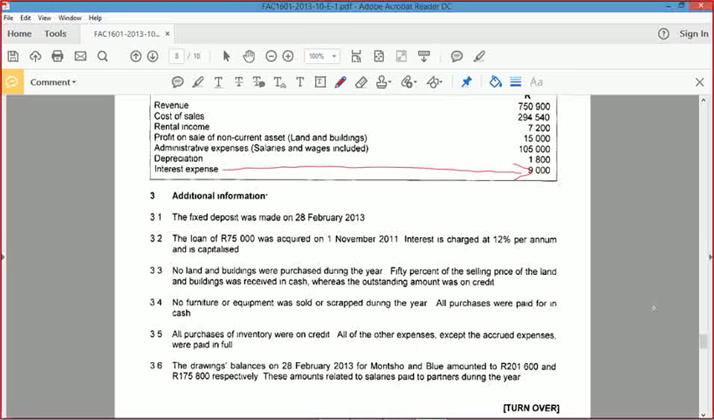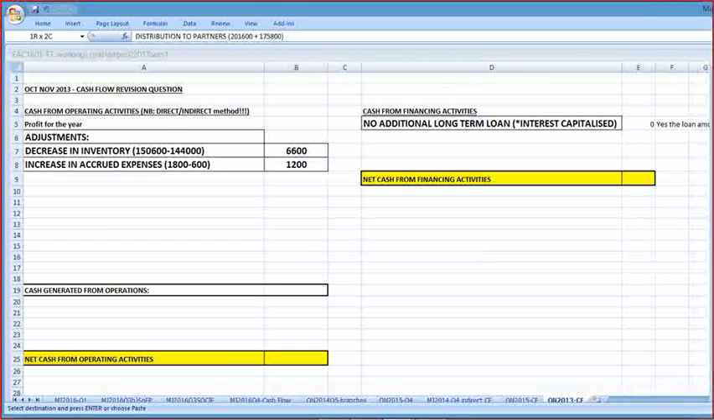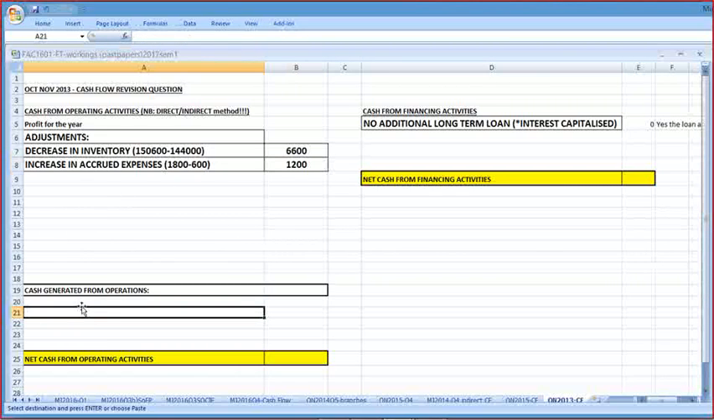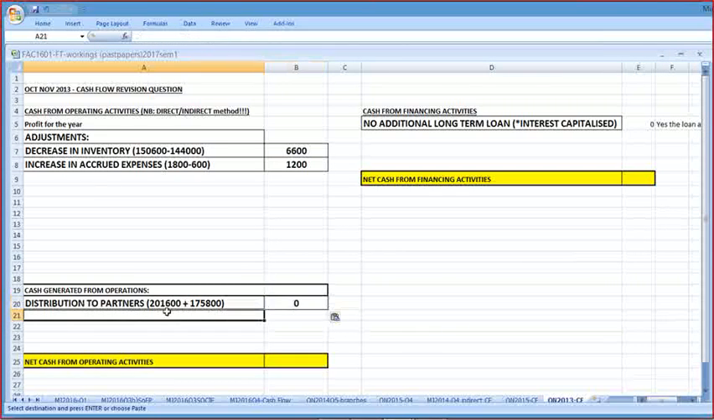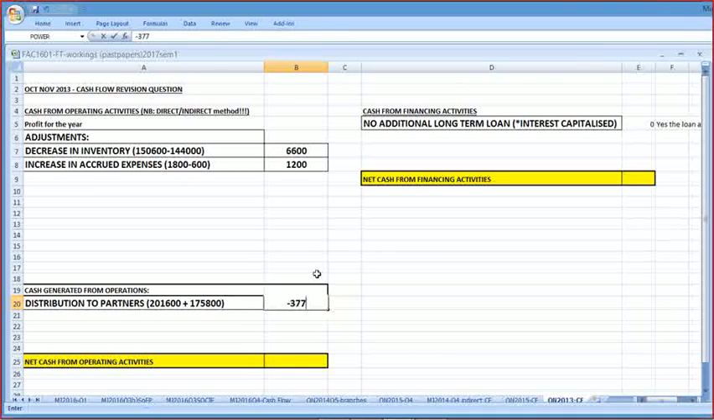Yes. Under which heading? Distribution to partners or drawings from partners or for partners? Distribution to partners. Yes. Okay, so I'm going to show that here: distribution to partners, and an amount of minus 37,740. Add the two amounts together. That's all.